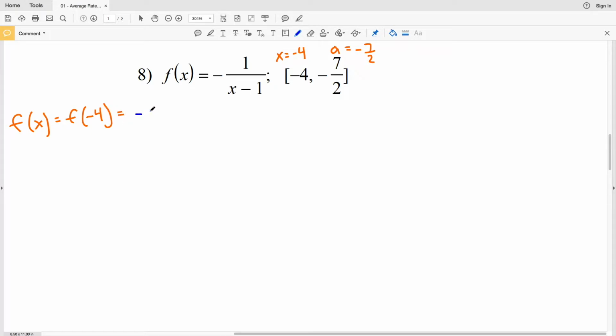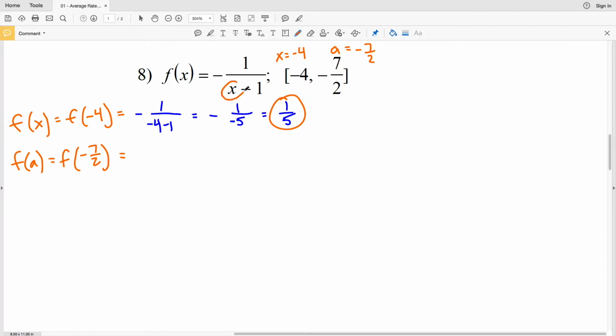So that will be negative, or the opposite, of 1 over, plugging negative 4 in for x, negative 4 minus 1, which is negative 1 over negative 4 minus 1, which is negative 5. So negative 1 over negative 5 is going to be a positive 1/5. Now for f of a, that's going to be f of negative 7/2.